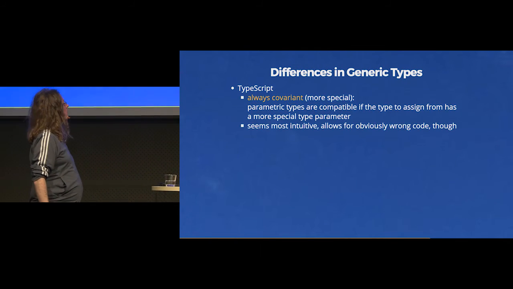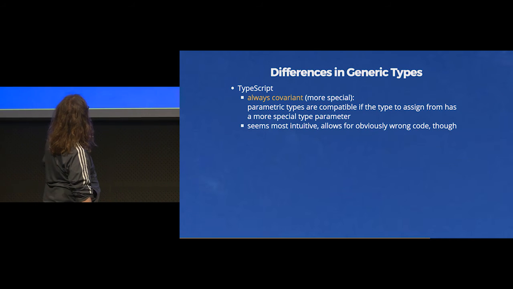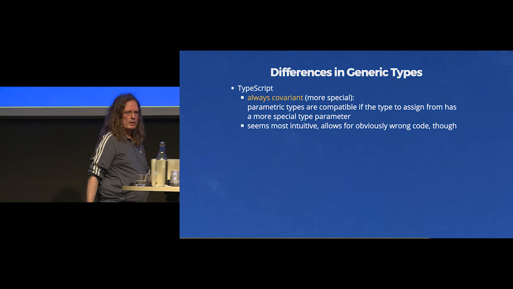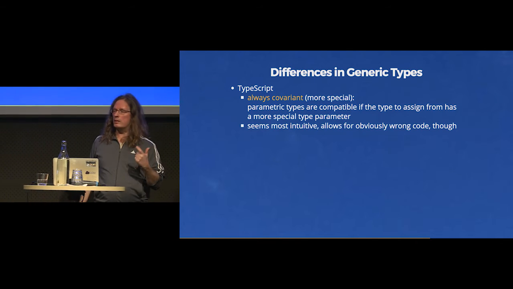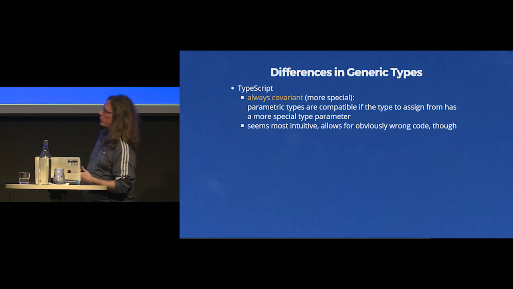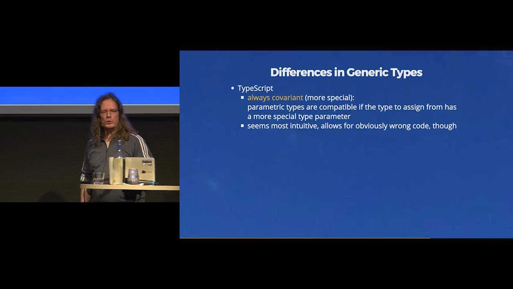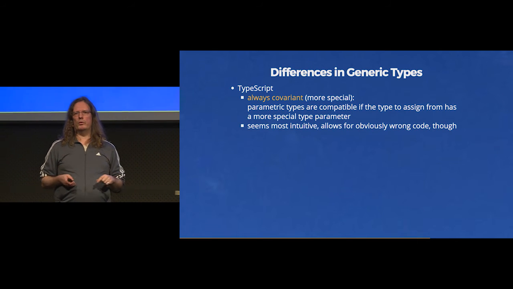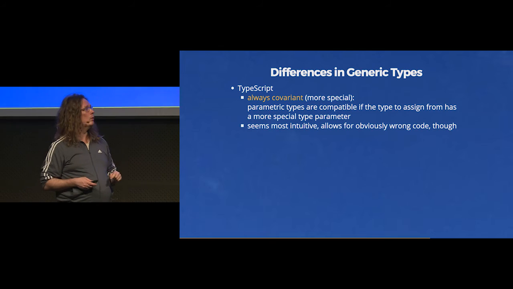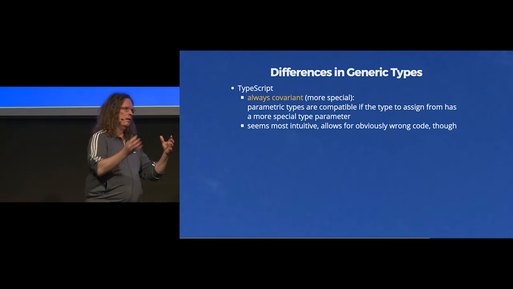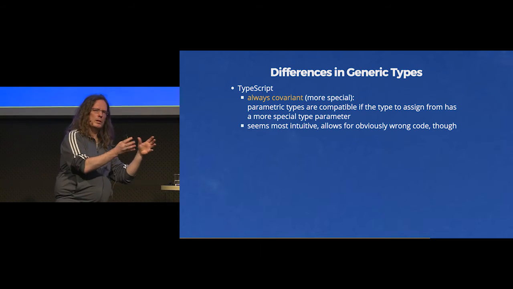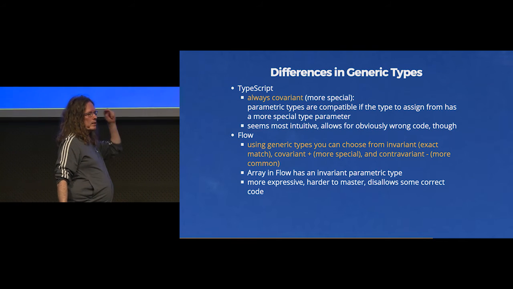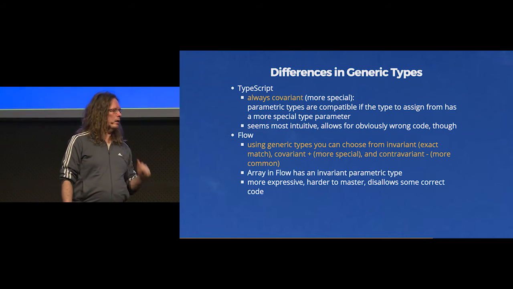Wrapping it up, TypeScript generics are always covariant. So if the type is a subtype, the generic type works. That's most intuitive, and it's very easy to understand, but it's not as powerful as Flow. So there's always the question: do you want simplicity? Do you want it to be understandable, or do you want it to be powerful? And Flow goes the other way. Flow lets you actually choose what kind of variance you want.